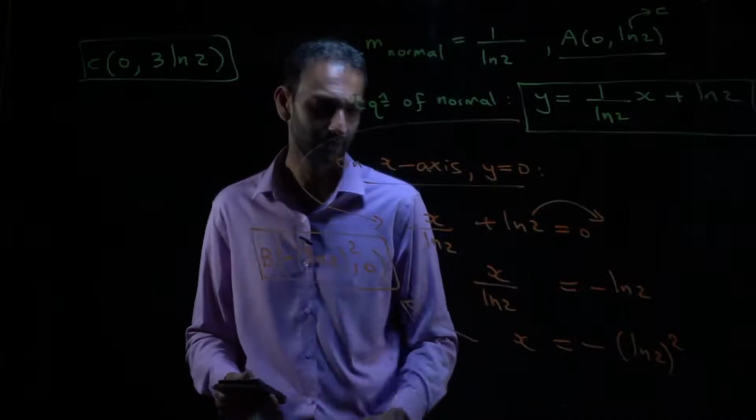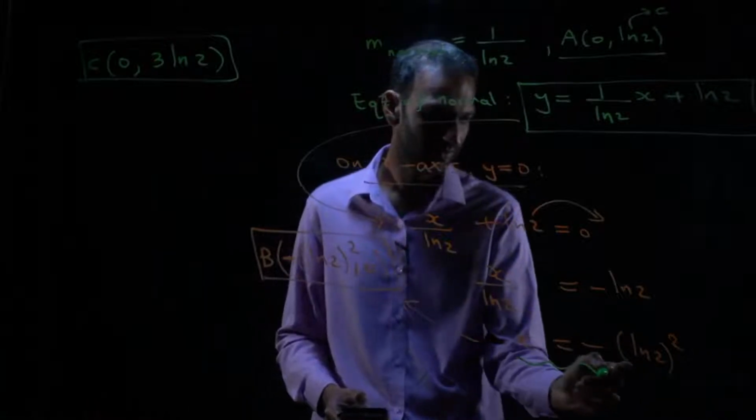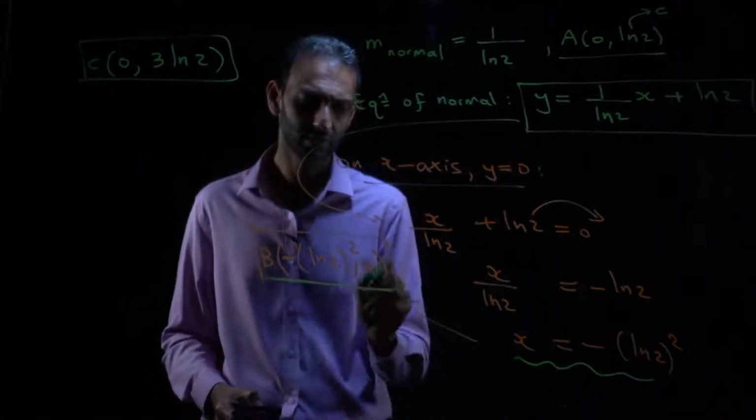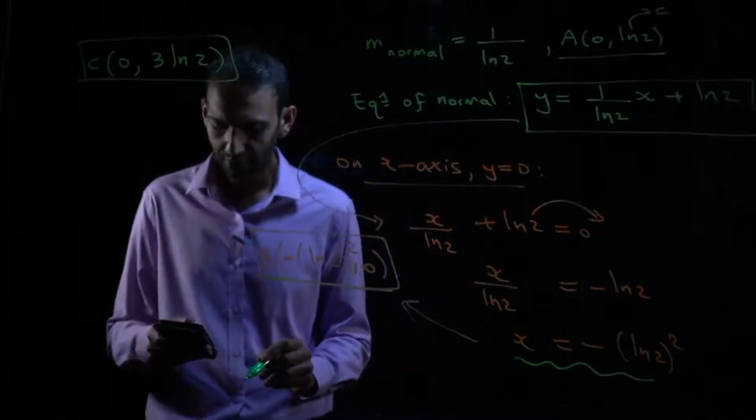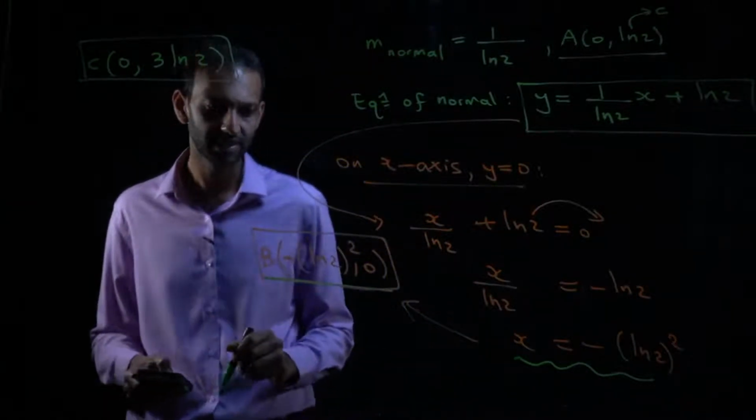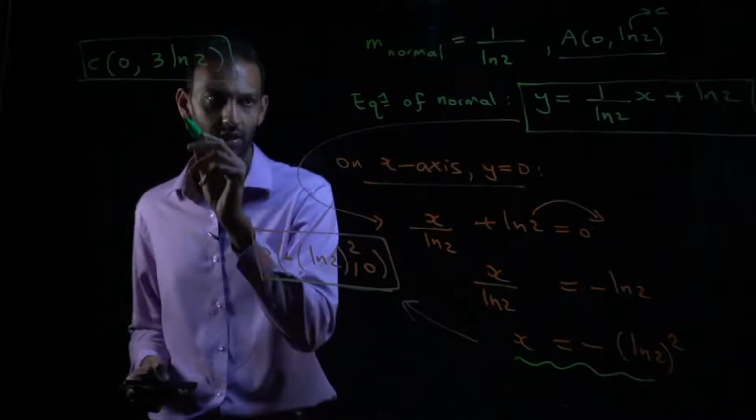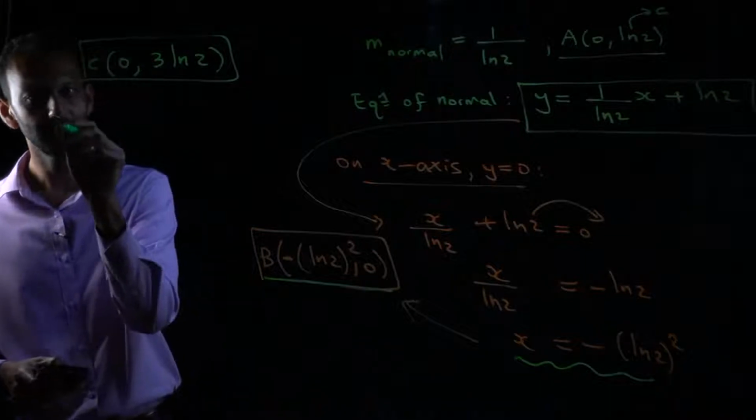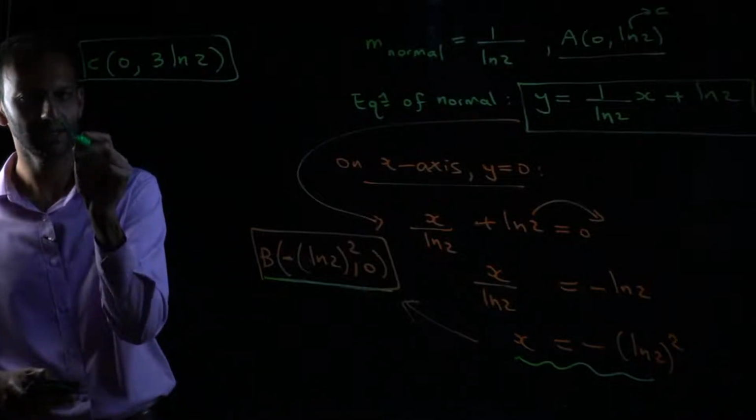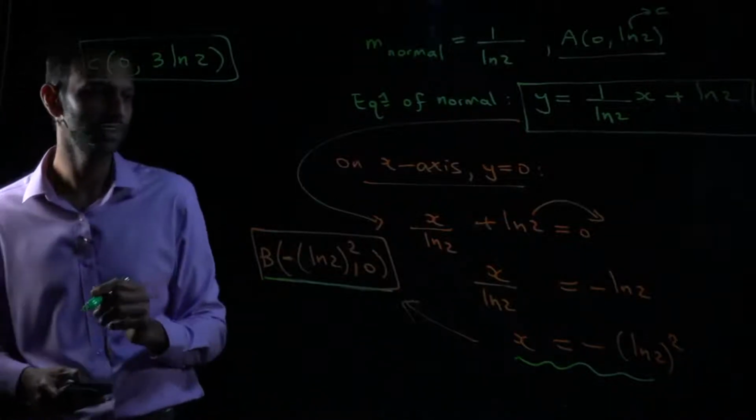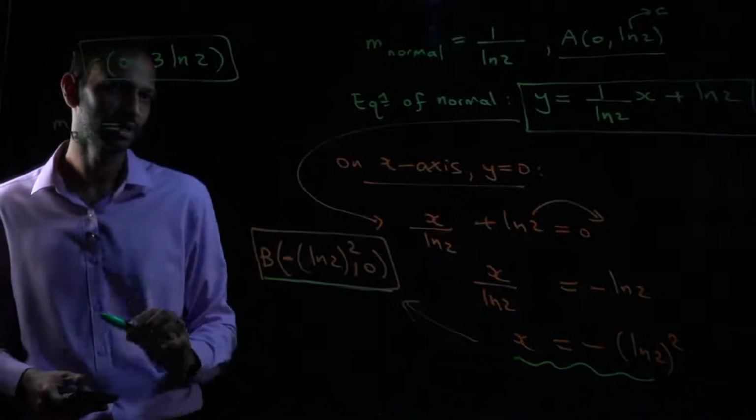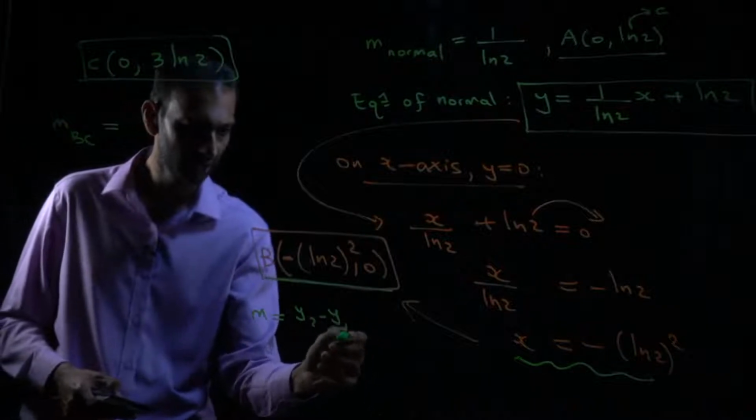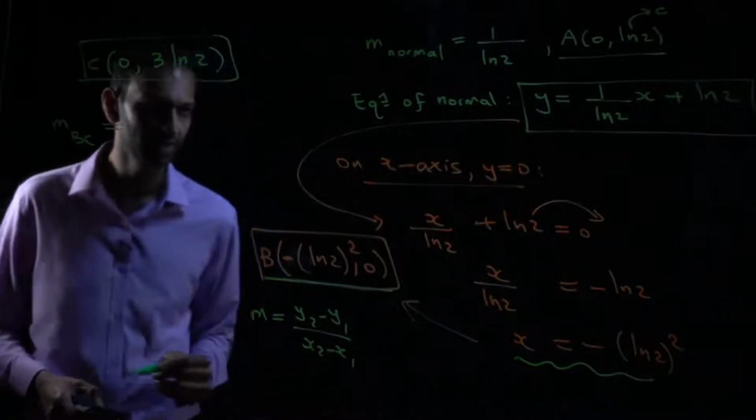Welcome back, guys. We just calculated the value of x, and that gave us B, which is (minus ln 2 squared, 0). Now the last step of the problem is to find the gradient of BC in terms of ln 2. Now C is (0, 3 ln 2), so the gradient of BC, where gradient is represented by small letter m, would be y2 minus y1 divided by x2 minus x1. Remember, gradient is y2 minus y1 divided by x2 minus x1.